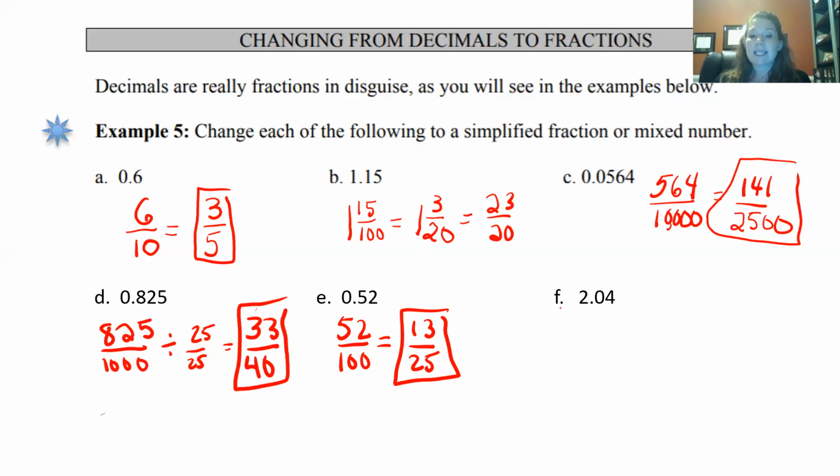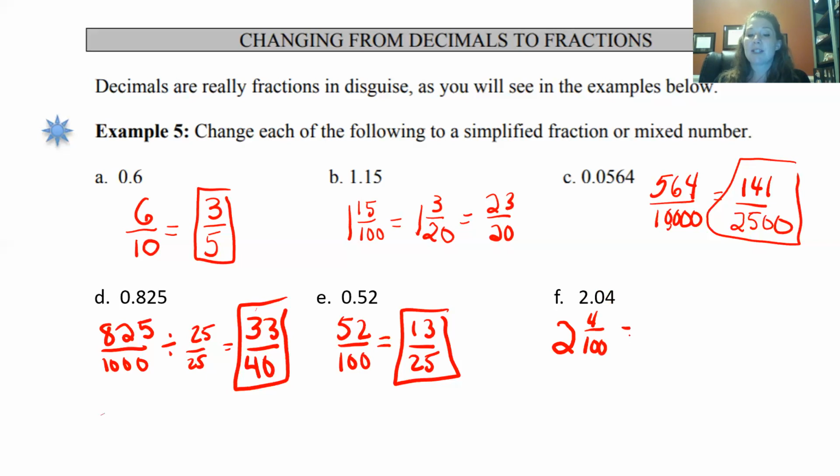All right, finally, letter F. This is 2 and, so that means the whole number 2. I'm just going to keep my whole number 2. 2 and 4 what? 4 hundredths. It's not 4 tenths, that would be 2.4. This is 4 hundredths. So be careful on that one.